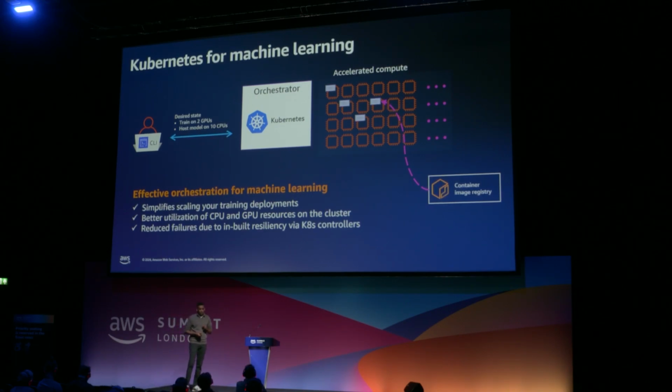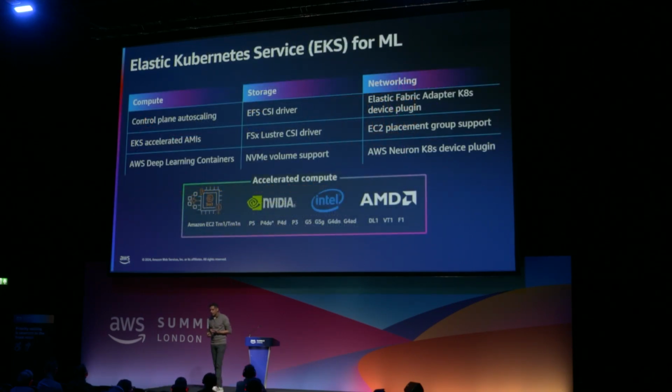Now, one of the problems with Kubernetes that we often hear is that managing the control plane of Kubernetes is a bit of a heavy task. And this is where EKS, or Elastic Kubernetes Service, can help you. EKS is a managed Kubernetes service on AWS. This slide shows you all the different features that are available to you that are relevant to machine learning. For example, on the compute side, we take care of hosting the control plane of Kubernetes, of course, and we take care of auto scaling as well.